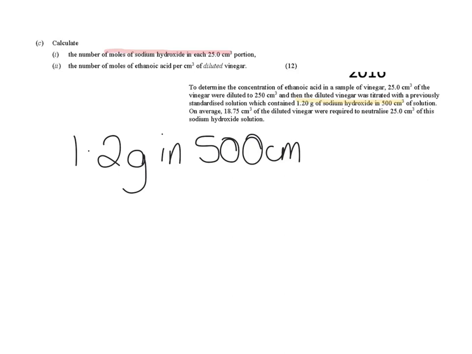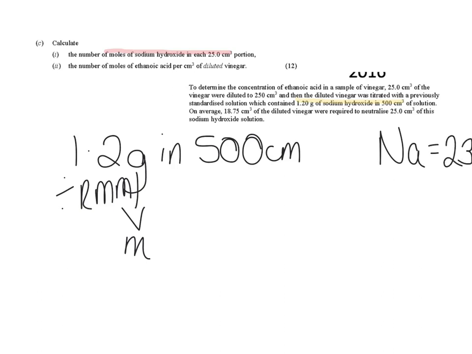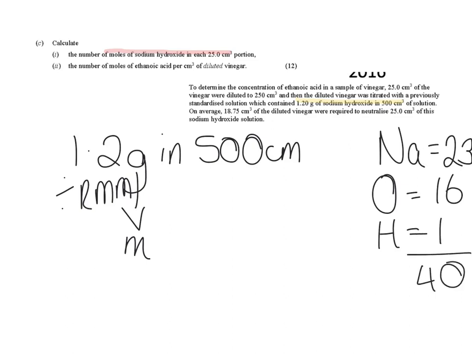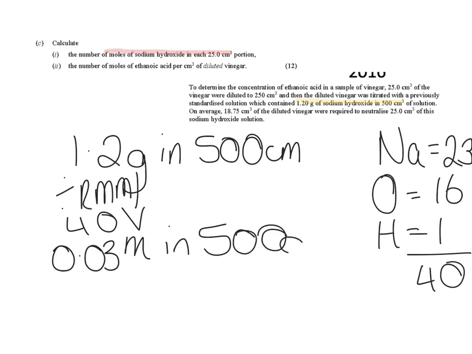Step 1 is to calculate from grams to moles, and to do that I divide by the relative molecular mass. To calculate the relative molecular mass we must add it up. Sodium is 23, oxygen is 16, and hydrogen is 1, giving me an answer of 40. So we're going to divide by 40, apologies, and we get an answer of 0.03 moles in 500 centimetres cubed.